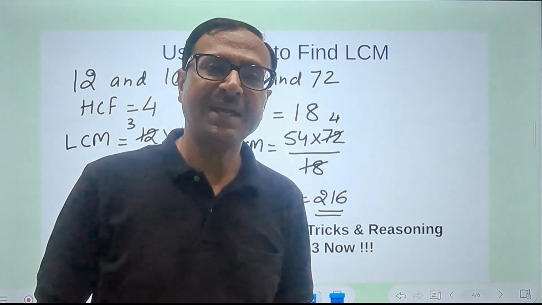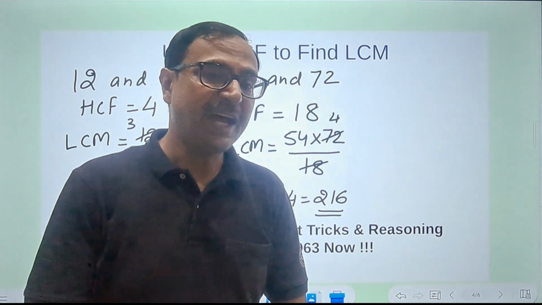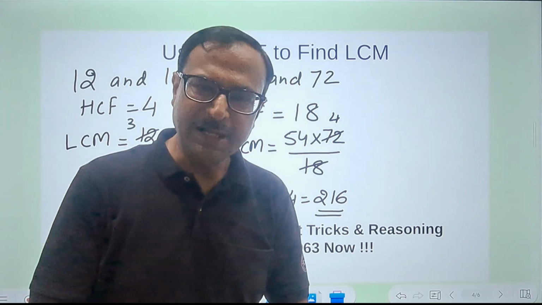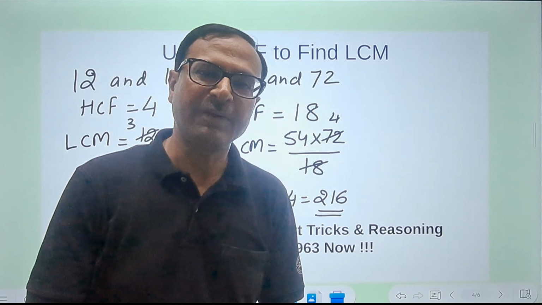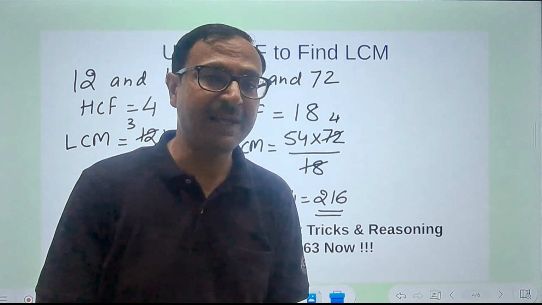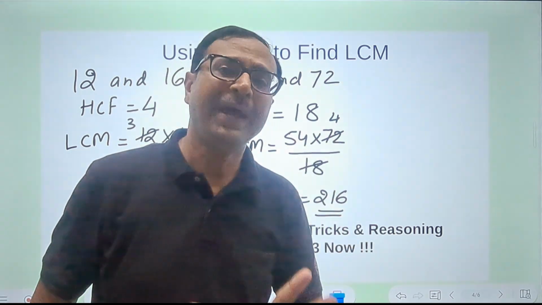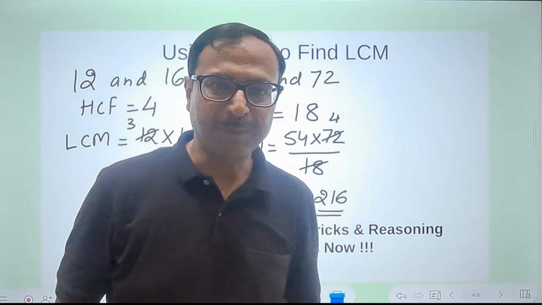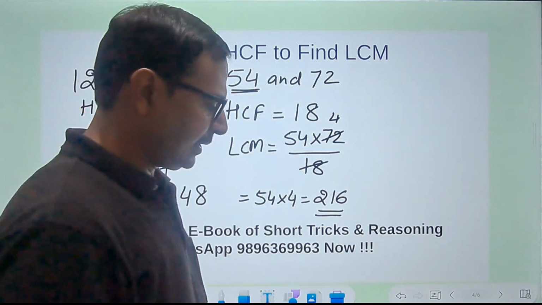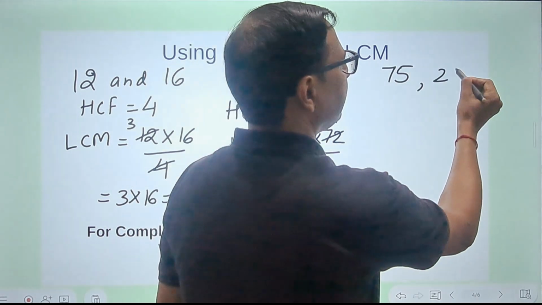Likewise, the numbers can be as big as you want. Finding HCF is the key, and you just need a little bit of understanding of factors, the divisibility rules, to find the highest common factor. Finding HCF is far easier than finding LCM, because HCF is always a small number and LCM can be a big number. Let's take one more example. Suppose this time I want to go for 75 and 240.